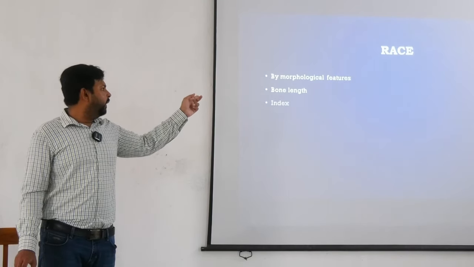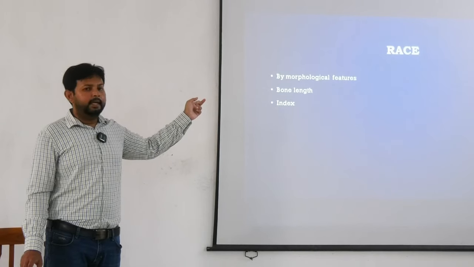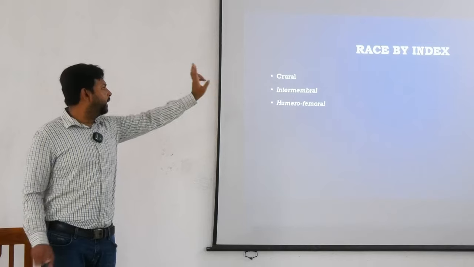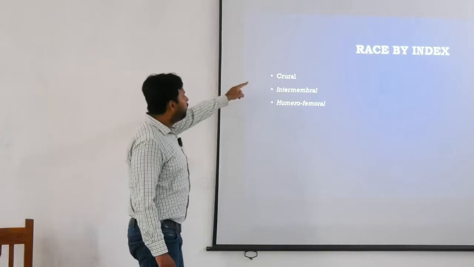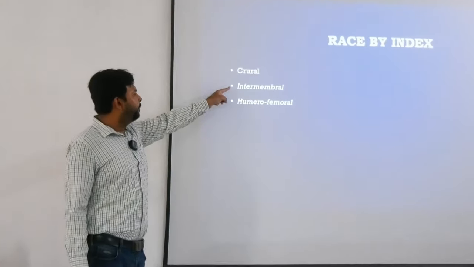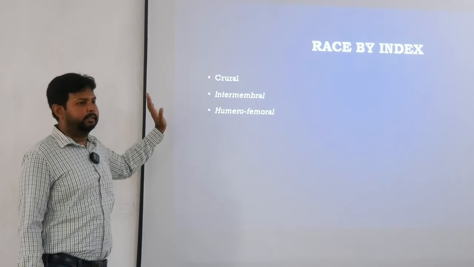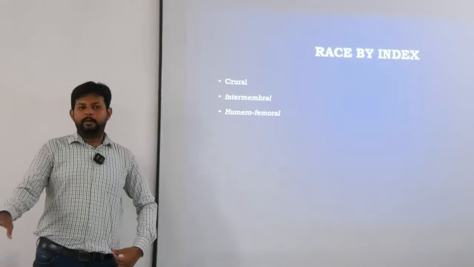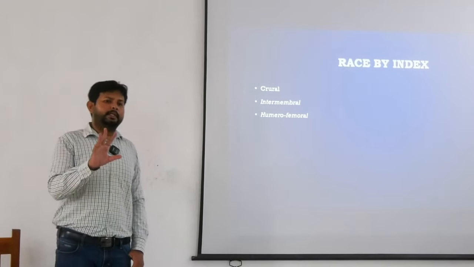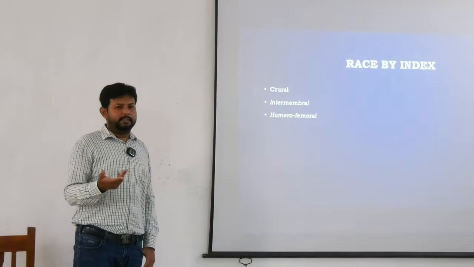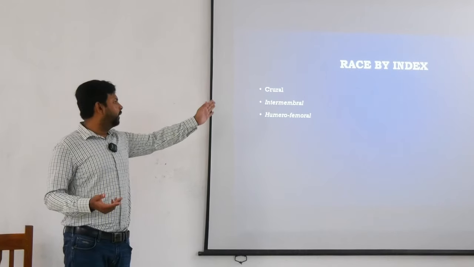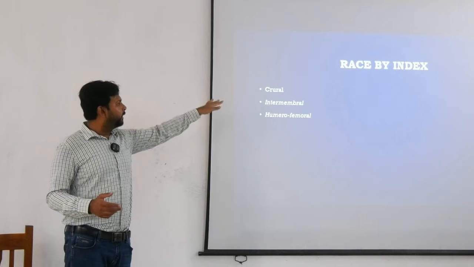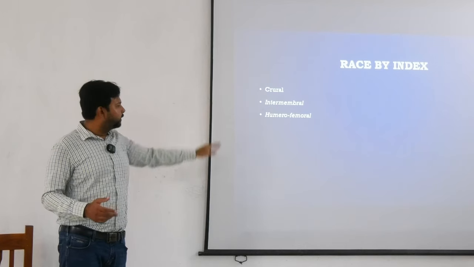Morphological features, bone length, index. Index is the important one, the metric part. In index there are three: crural index, intermembral index and humerofemoral index. These three names you have to remember. In this femur part, they will be asking you, tell me about the indexes. So you will say this is crural, intermembral and humerofemoral. Now I will explain what is crural, what is intermembral and what is humerofemoral.